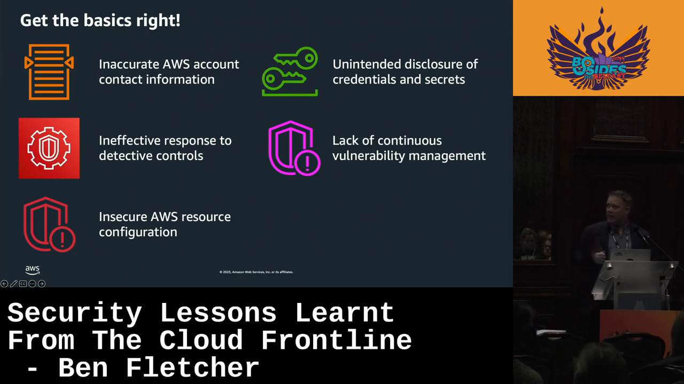So, inaccurate AWS account information. Once you spin up loads of EC2s and so on, and once your keys are on GitHub, etc., we send you emails to tell you this, and we will put you into fraud status and so on. So it's really useful if we're emailing your team and not just one person who's left the company. Basic stuff like that. Unintended disclosure of keys is paramount.